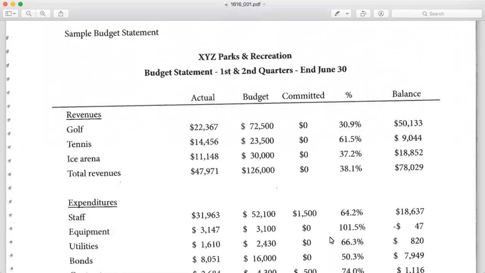Okay, any questions on that one? Operate within an existing budget.